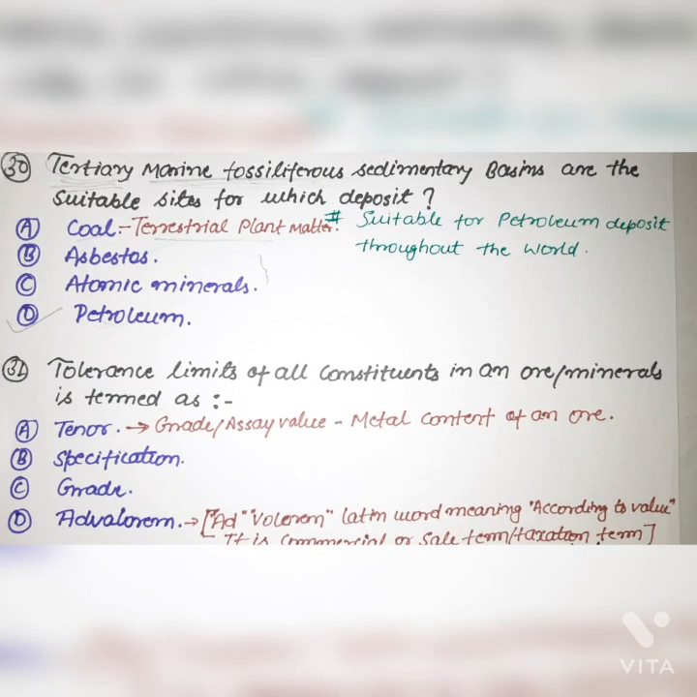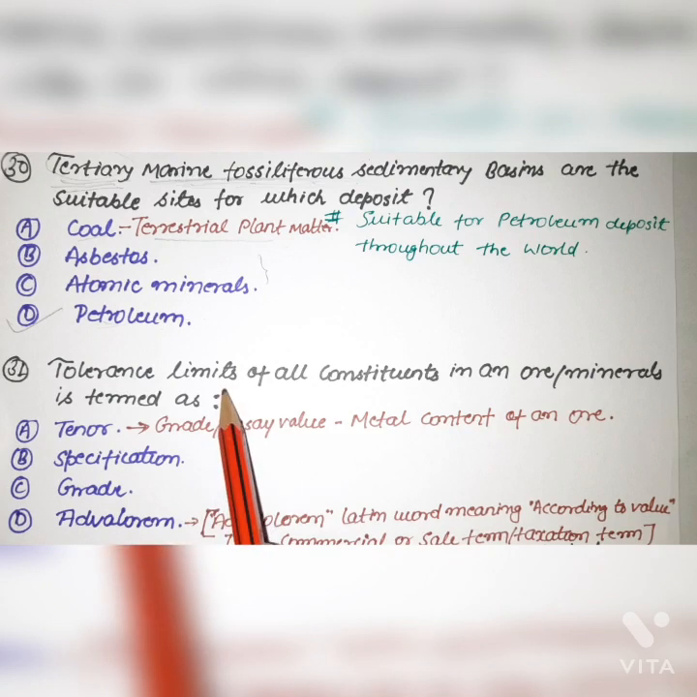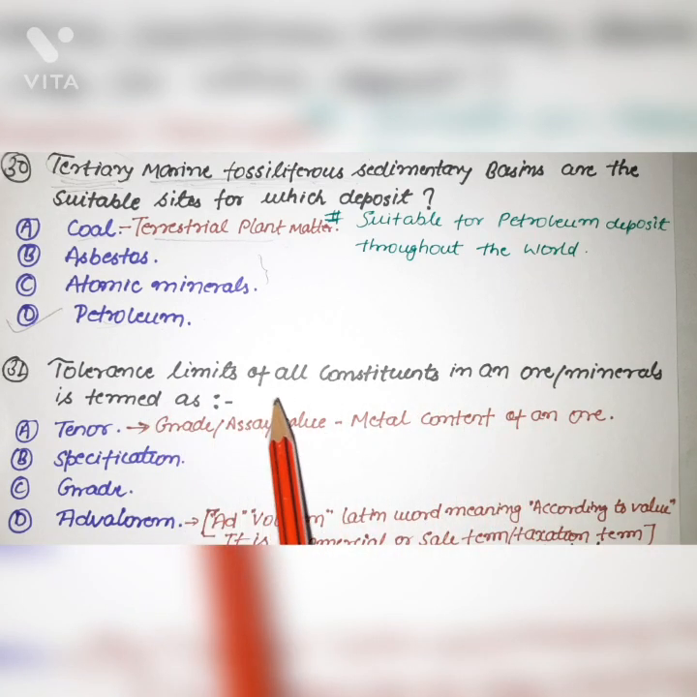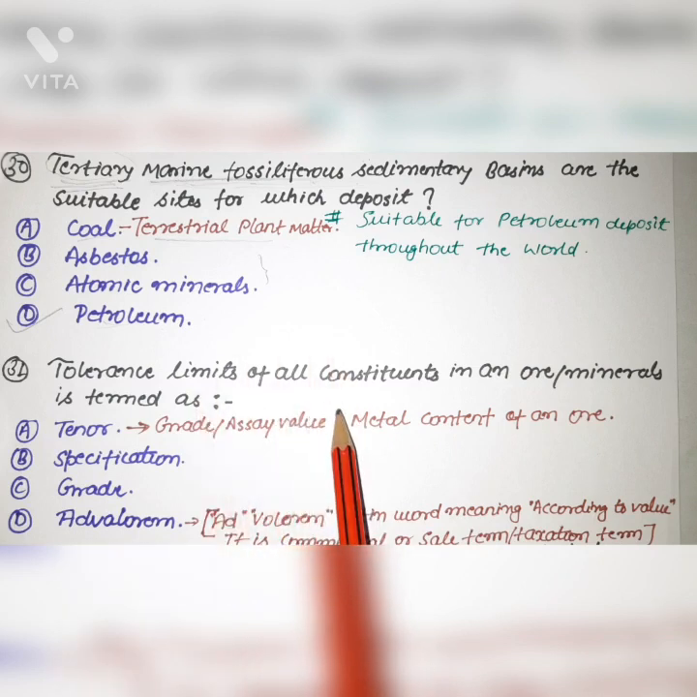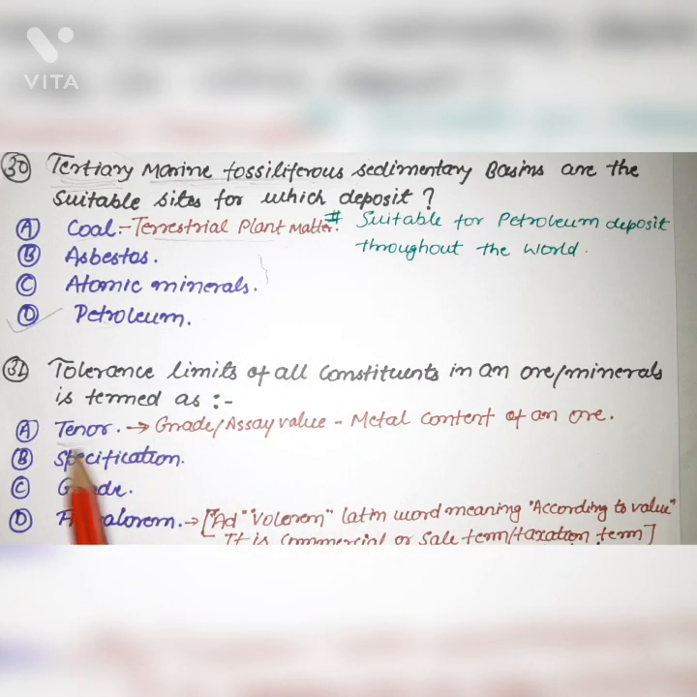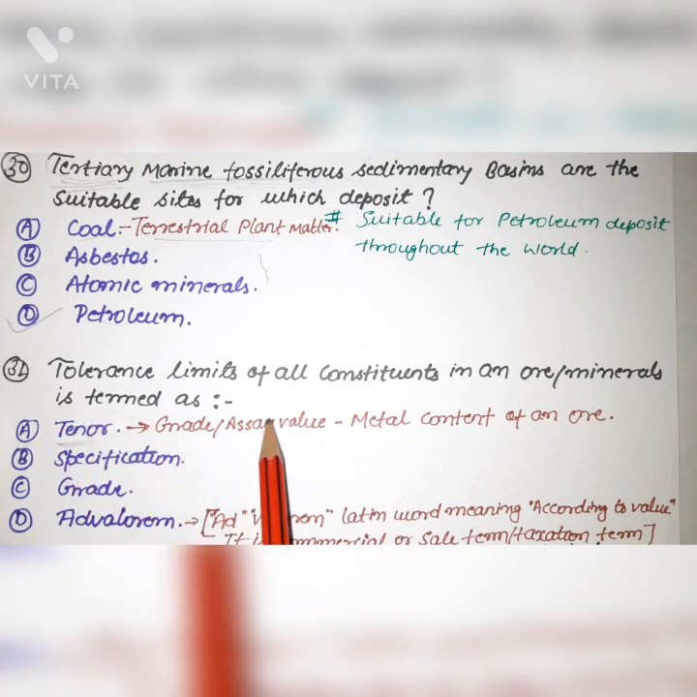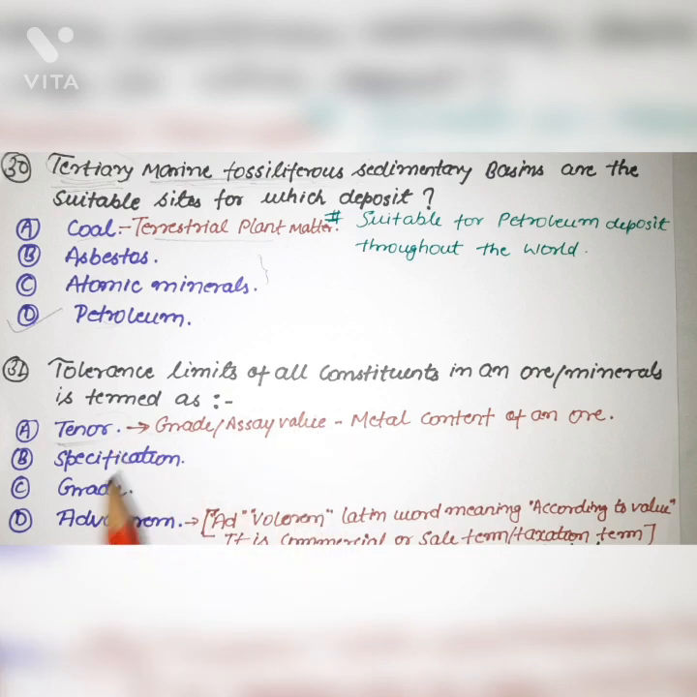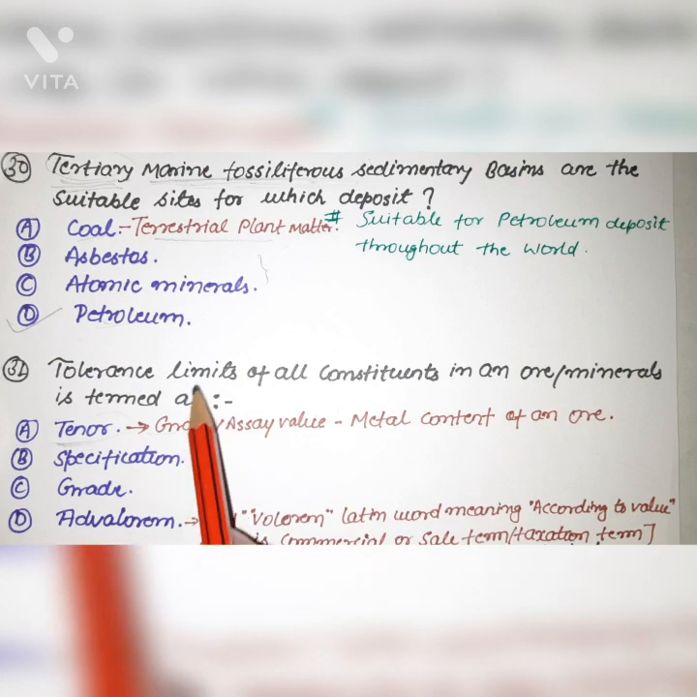Now the next question is: tolerance limits of all constituents in an ore mineral is termed as. So basically this is asking about the definition of a term. The first option is tenor. So you should know the definition of tenor. Tenor is also known as grade or assay value, and it is represented in percentage. It is the metal content of an ore, the average concentration of valuable mineral or element in an ore deposit. So this is clearly not the tolerance limit.